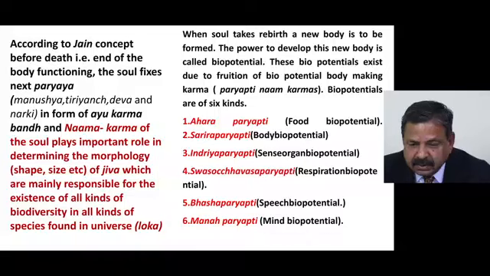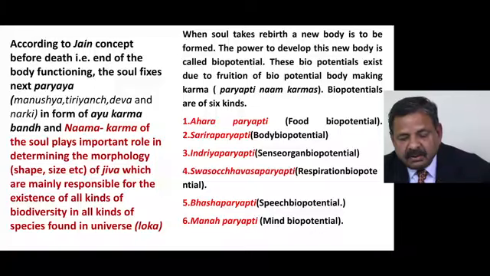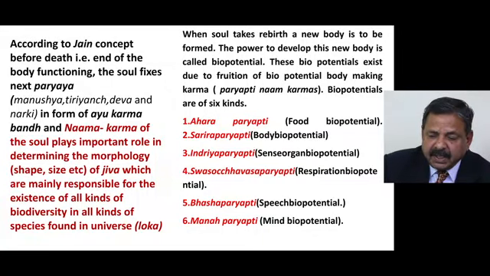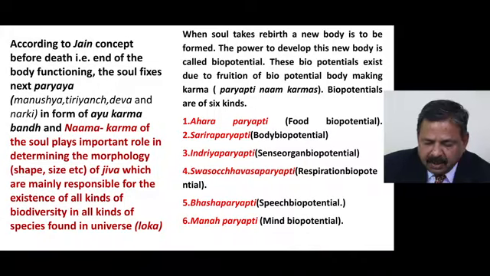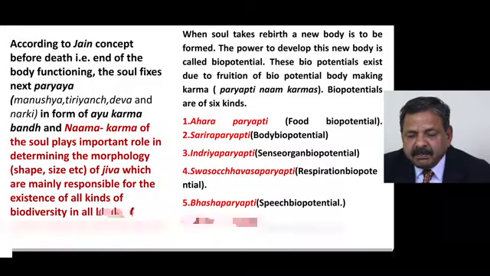When the soul takes rebirth and a new body is to be formed, the power to develop this new body is called the biopotential. What is the power which is responsible to develop the different organs in the body? These are the biopotentials. These biopotentials exist due to the fruition of the paryapti nam karma. Among the 42 kinds of nam karma, which I will show in the next slide, the paryapti nam karma or biopotential nam karma is responsible for what kind of body and what kind of sense organs there will be. These things will be decided by the paryapti nam karmas.